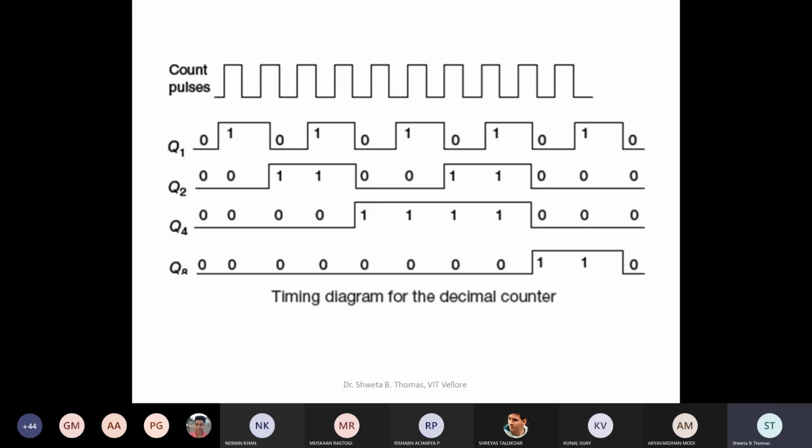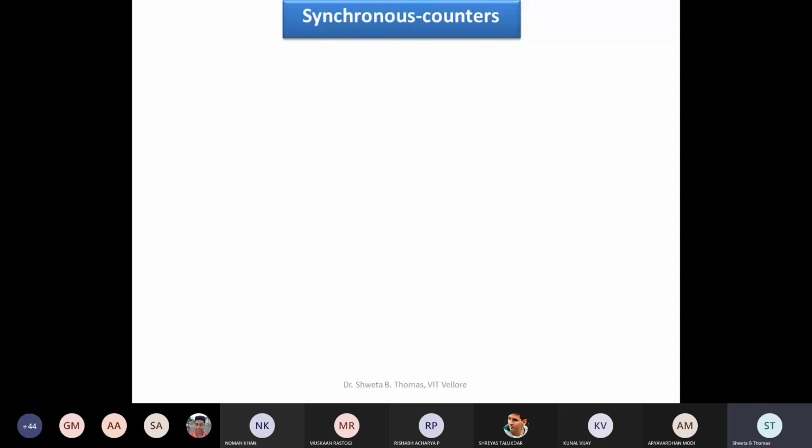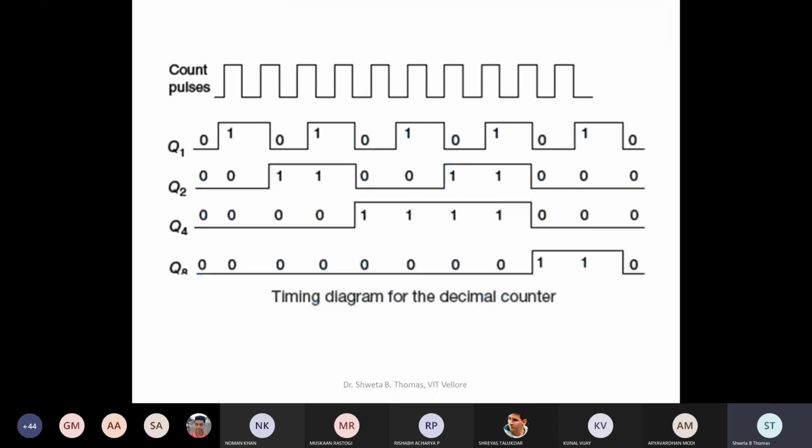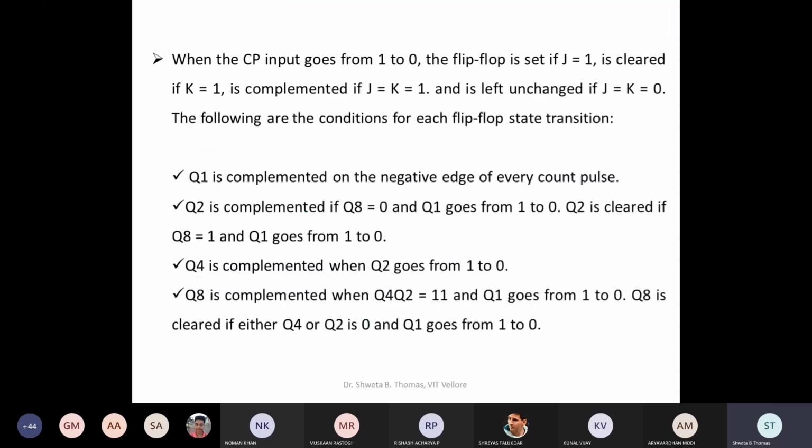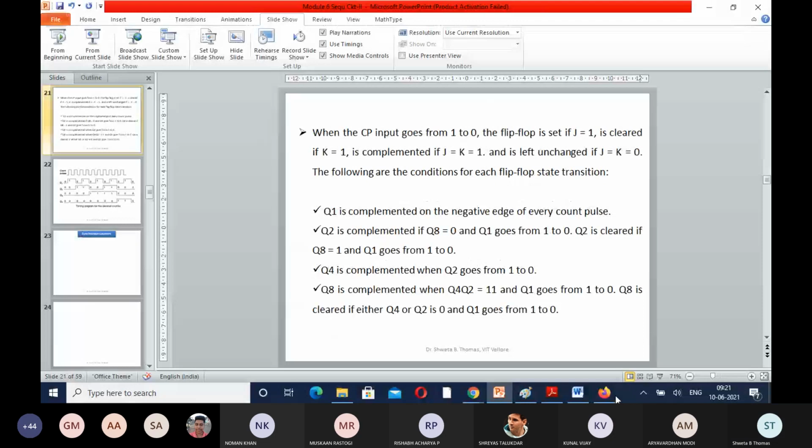This is a timing diagram of a particular flip flop. This one also you can cross check, or you can implement this with LTSpice, and that way also you can cross check. So next is our synchronous counters, which will start in the next class. Before that, I want to discuss something with you.